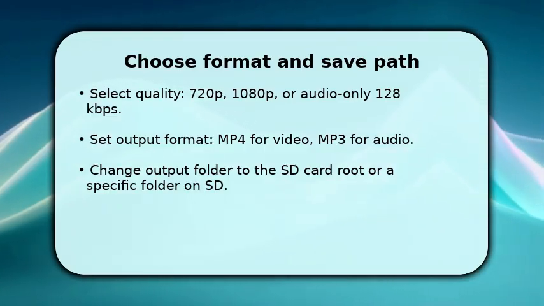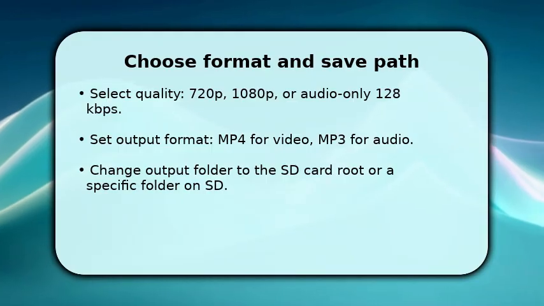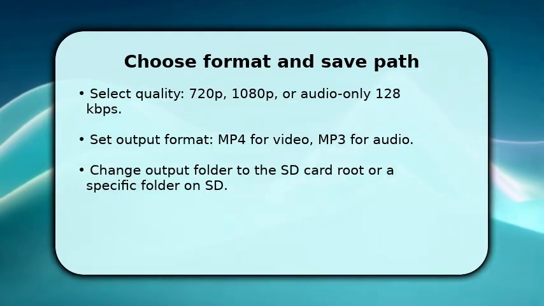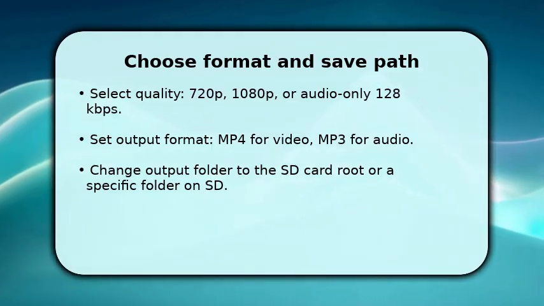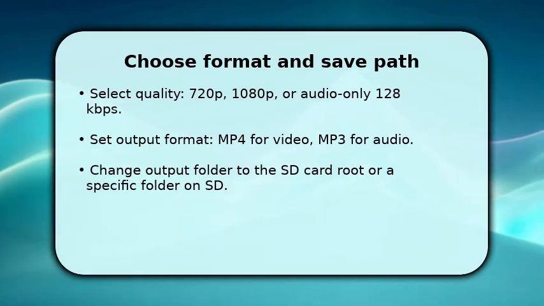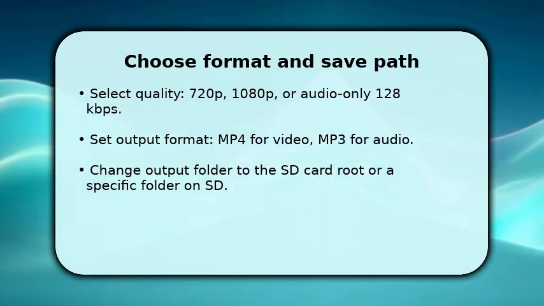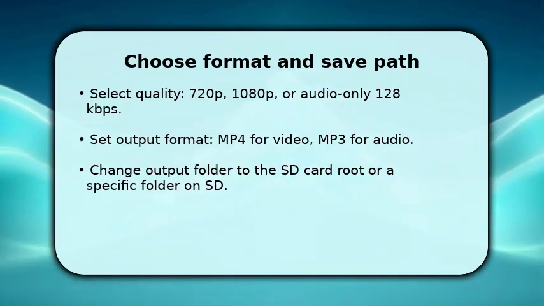In the downloader settings, change the save path to the SD card, either the root or a named folder, so files land on external storage rather than internal memory. Make sure the app confirms the SD path. Then start the download and watch the progress until completion.